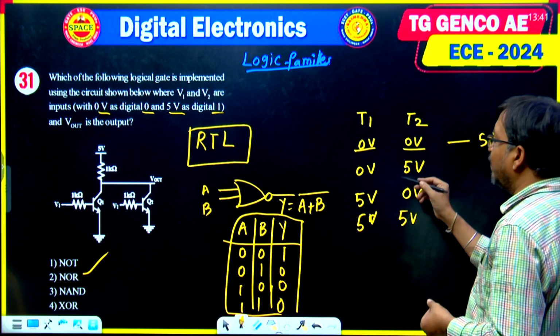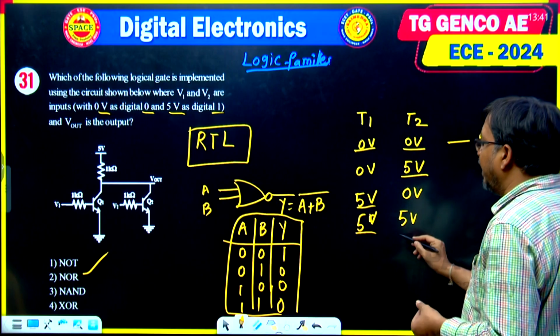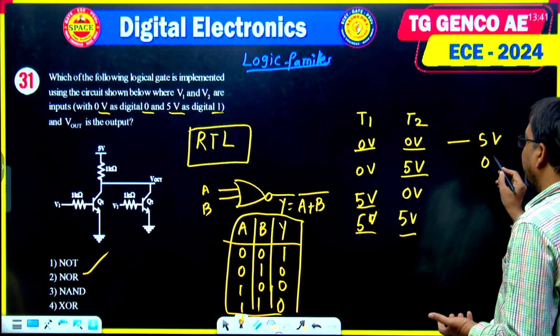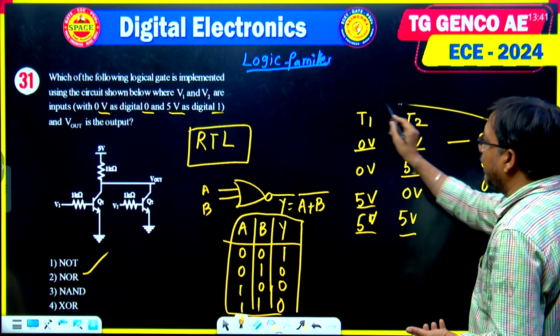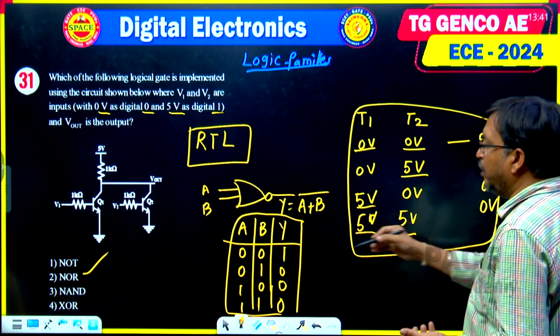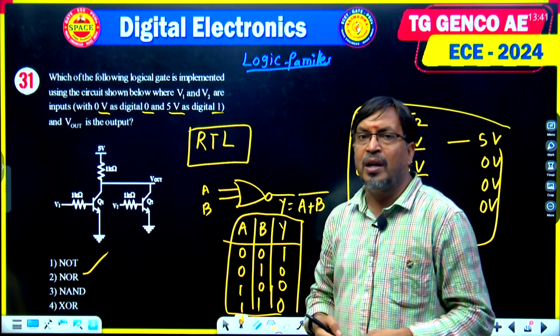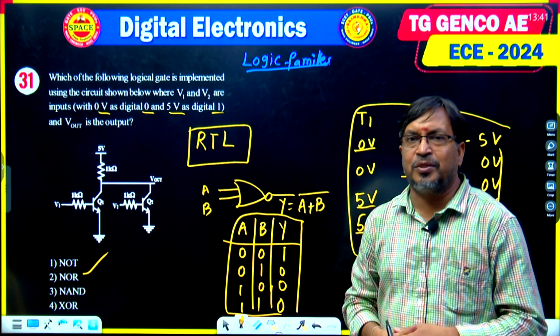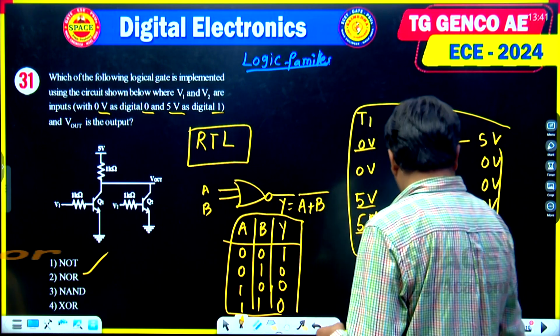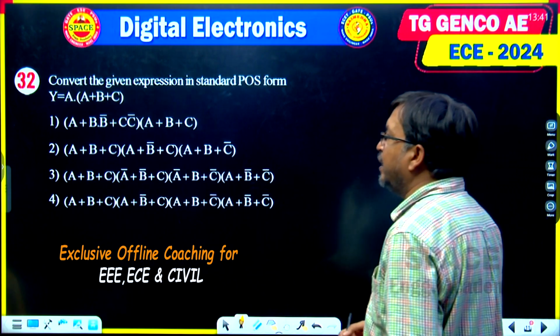If any one of the transistors is on, what is the output voltage? 0 volts. Hence this electrical truth table is similar to the zeros and ones truth table. Hence this is equal to what type of gate? NOR gate. Students, next question we are discussing, that is question number 32.